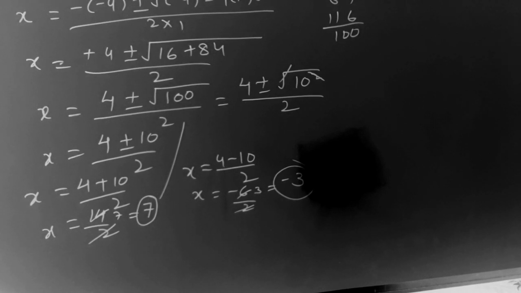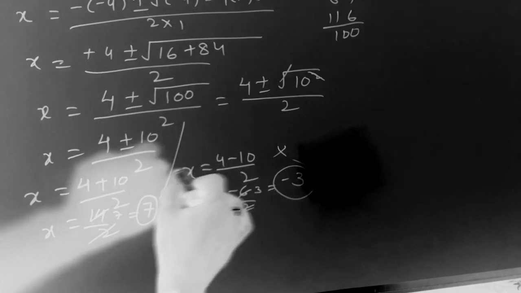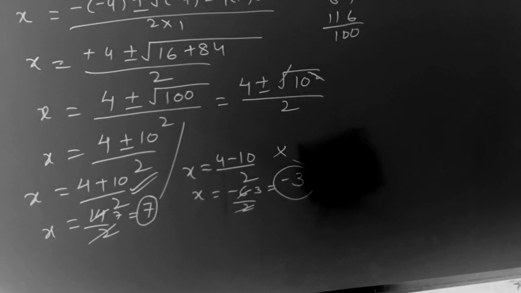But in the question he was asking to find the present age of Rahman. So age should not be negative. So just you take the positive value, that is x is equal to 7. Therefore the age of Rahman is nothing but 7 years.